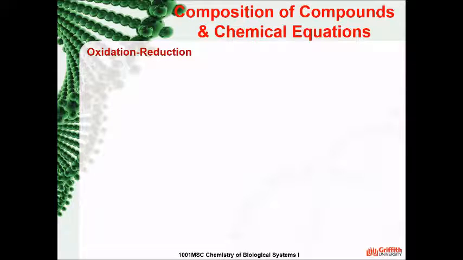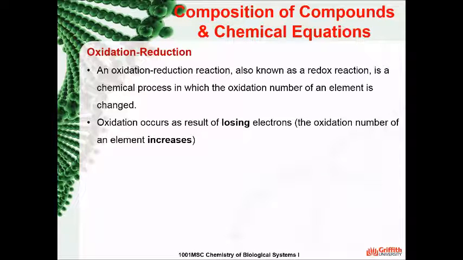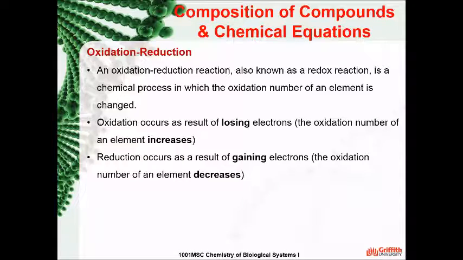An oxidation reduction reaction, also known as a redox reaction, is a chemical process in which the oxidation number of an element is changed as a result of electron transfer. Oxidation occurs as a result of losing electrons, and the oxidation number of an element increases. Reduction occurs as a result of gaining electrons, therefore the oxidation number of an element decreases. To remember that, you can use the term OIL RIG. Oxidation is losing, reduction is gaining.